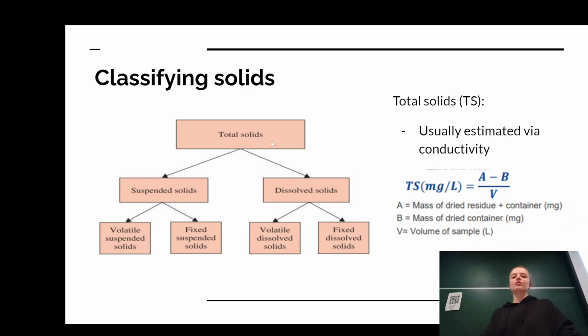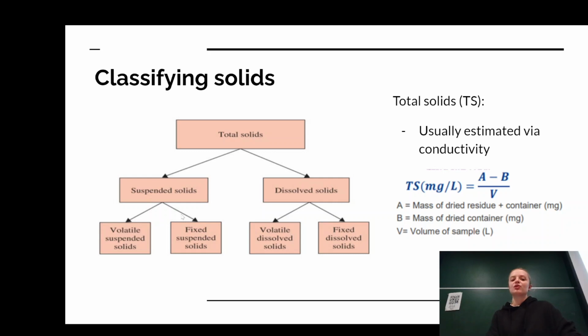So we split total solids down into suspended and dissolved, and then we can split each of those into something called volatile versus fixed. What I mean by volatile is that if you heat it up, it will volatilize. So that probably is not a super helpful definition. Basically, you won't be able to measure it when you weigh your substance afterwards.